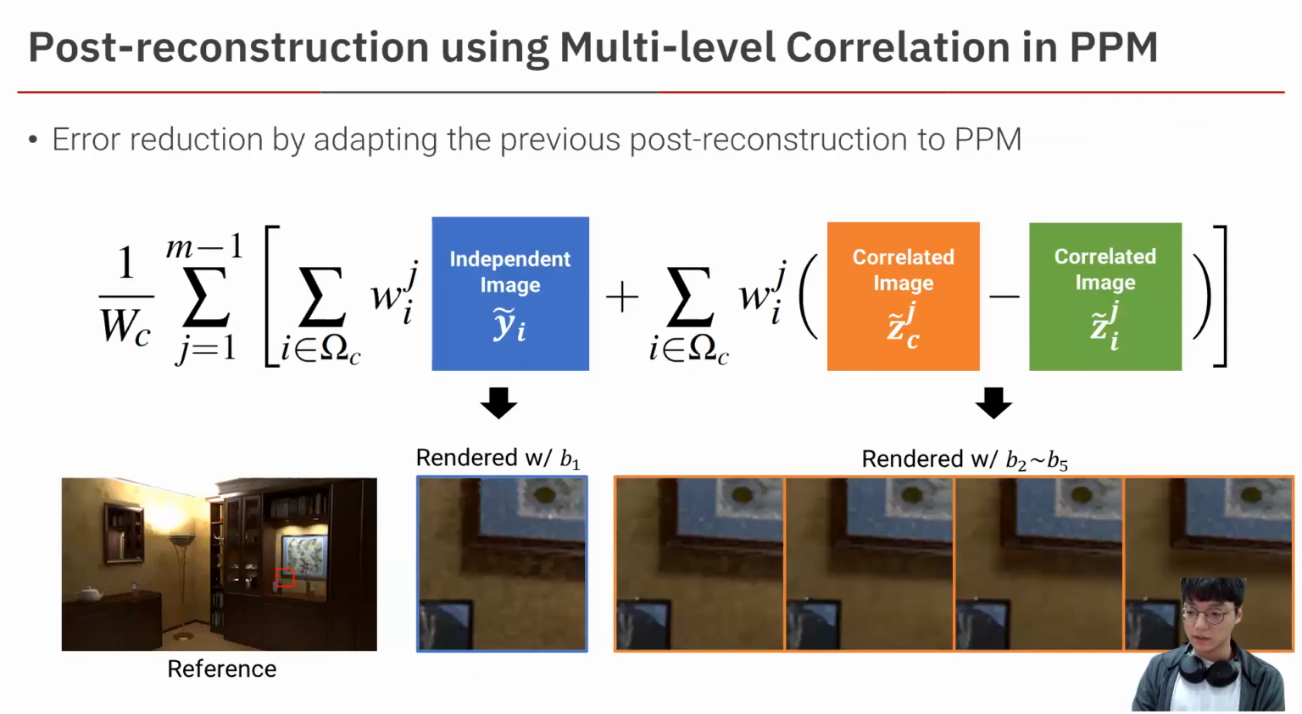Here is the combination kernel modified for our problem. The independent image is now a single PPM rendered image using the smallest bandwidth B1, and the correlated images are rendered using bandwidths B2 to B5. Note again that the independent image is the noisiest but has a small bias, and correlated images are less noisy but have a large bias.